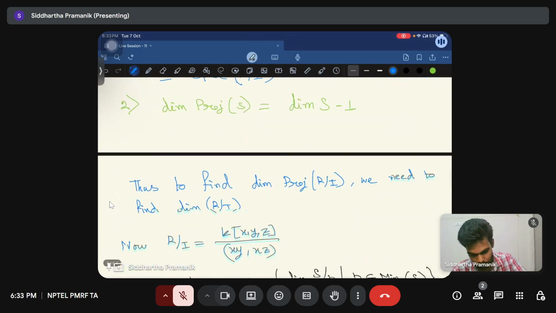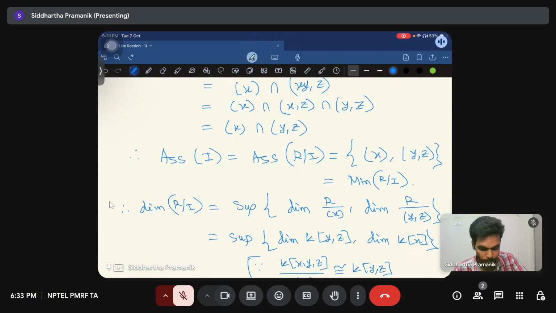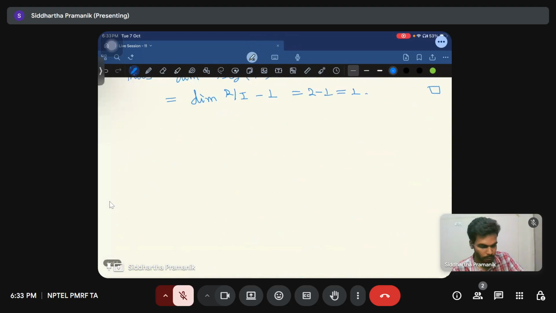So this problem is very simple. Okay, so now let's do the next one.